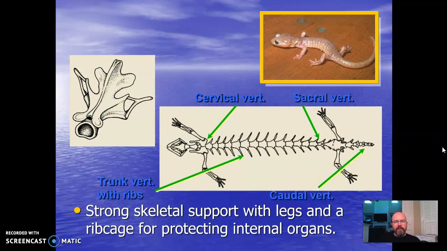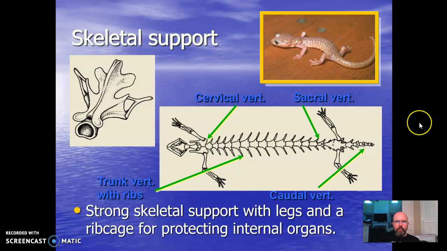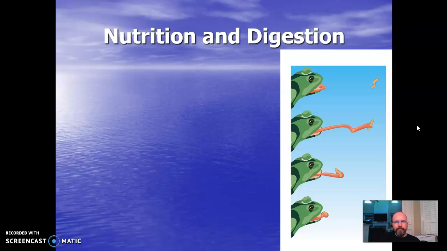Other things that have changed to allow for mobility in a terrestrial environment. Strong skeletal support. Legs and the rib cage are now very good at protecting internal organs. You've got to have vertebrae that link together to form a rigid spine that actually protects and supports the animal. So skeletal support is an adaptation to living on land.